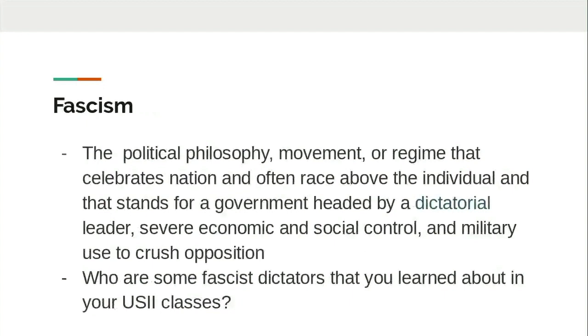The next word is fascism, and the definition is that first bullet. The political philosophy, movement, or regime that celebrates nation and often race above the individual, and that stands for a government headed by a dictatorial leader, severe economic and social control, and military use to crush opposition. So it is one person usually in charge of the government, and they take away individual rights, and they use the military to cement their control.